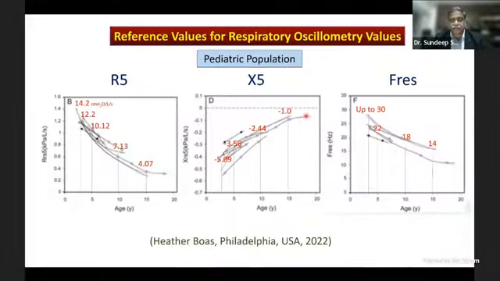The same thing happens with reactance in children. So in a 3-year-old child, the normal X5 value is -5. In a 5-year-old, it's -3. In a 10-year-old, it's -2.